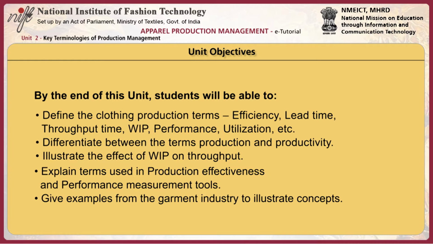efficiency, lead time, throughput time, WIP, performance, utilization, etc. Differentiate between the terms production and productivity, illustrate the effect of WIP on throughput, explain terms used in production effectiveness and performance measurement tools, give examples from the garment industry to illustrate the concepts.